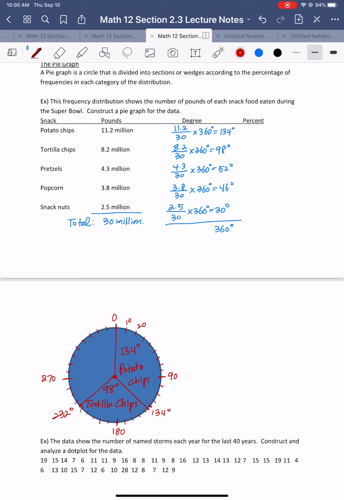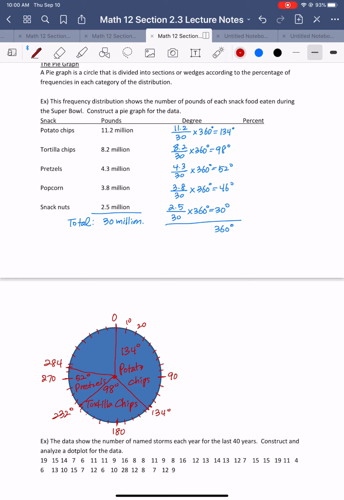And then from 232, now I'm adding the 52 degrees. So plus 52 gives us 284. So I'm going to find 284. So 284 means 270 and 80, about here. So this is 284, and this is going to be the 52 degrees, which is the pretzel.